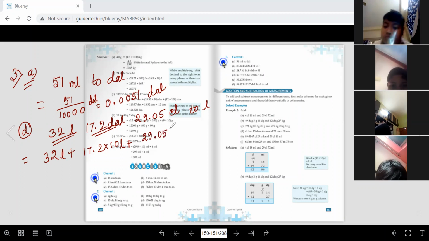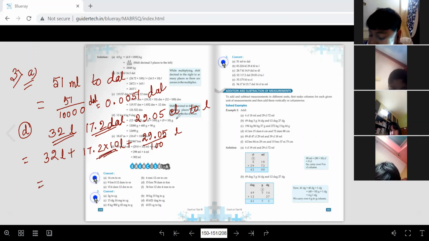Yes, ma'am. 29.05 divided by 100, and ma'am, the answer will be 0.2905. Soujas also said this, ma'am. Correct. Soujas told it correct.